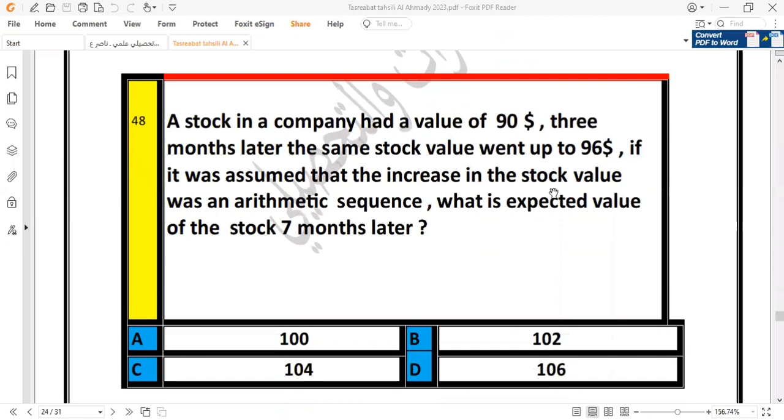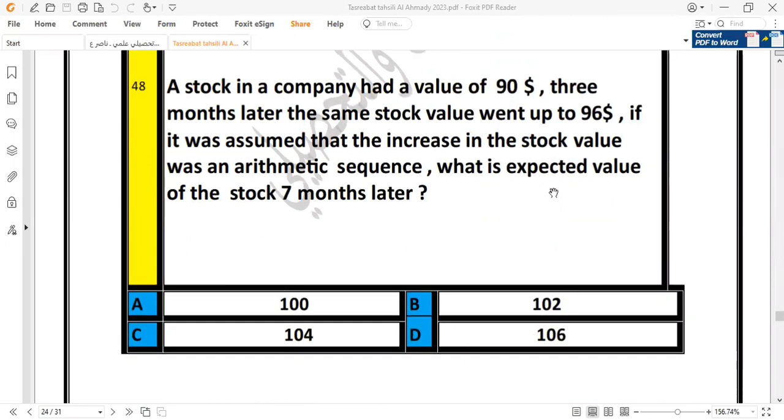Number 48. A company's stock had a value of $90. Three months later, the same stock value went up to $96. If it is assumed that the increase in the stock value was an arithmetic sequence, meaning the same difference, then here 90, it would be 92, 94, 96. The difference d equals 2.